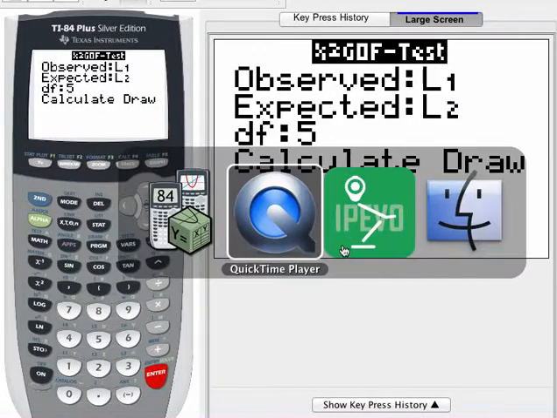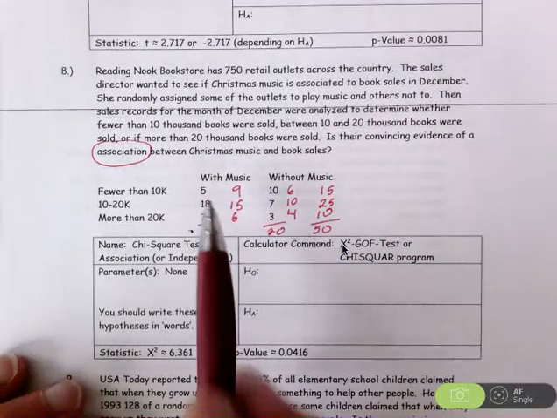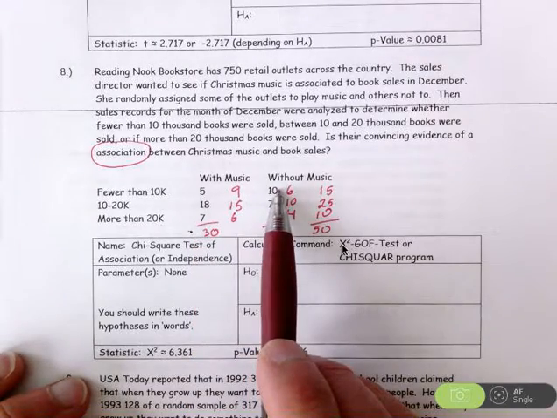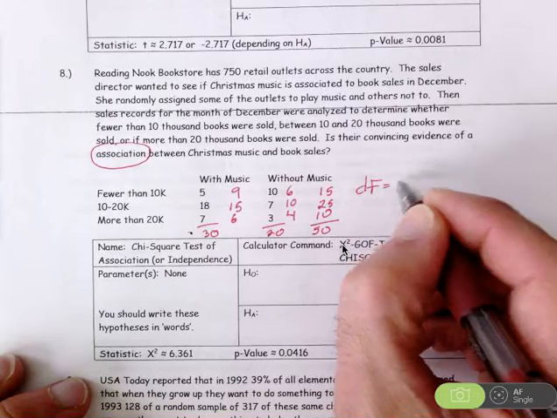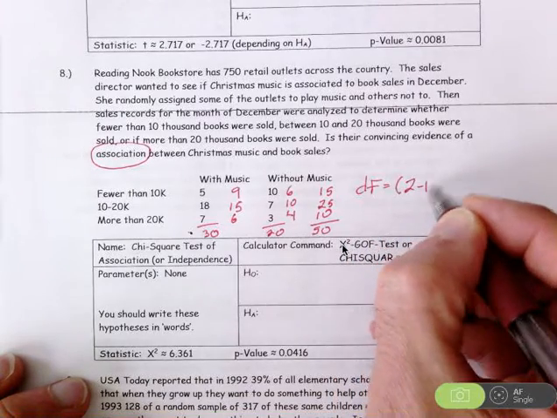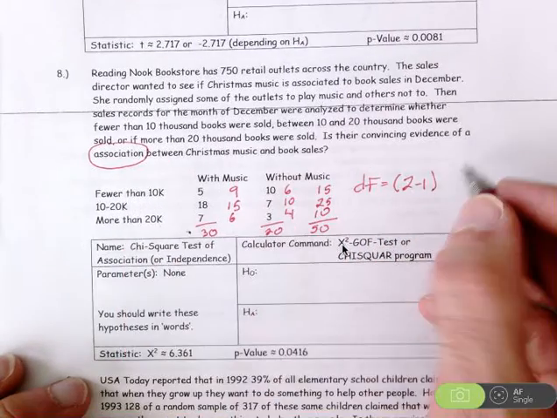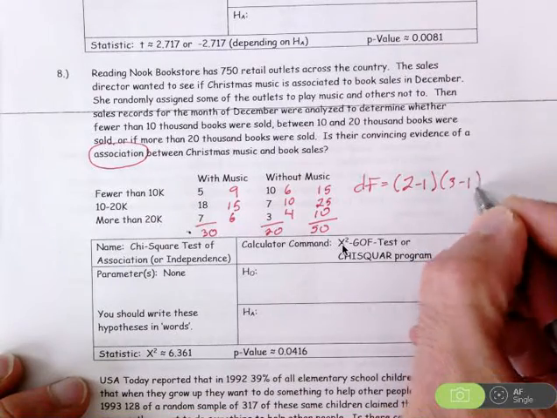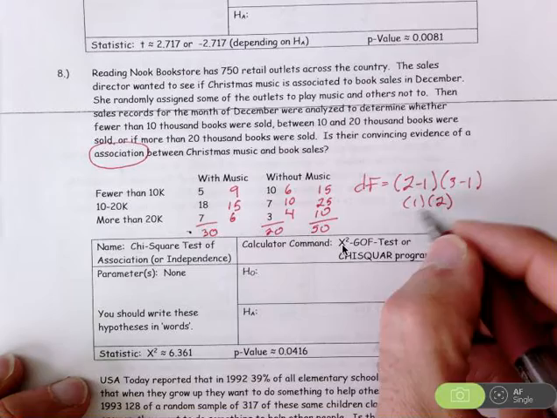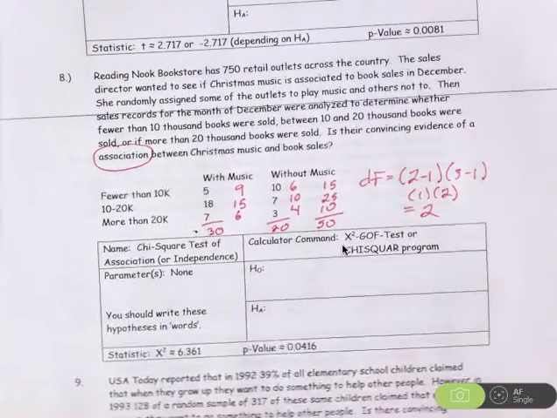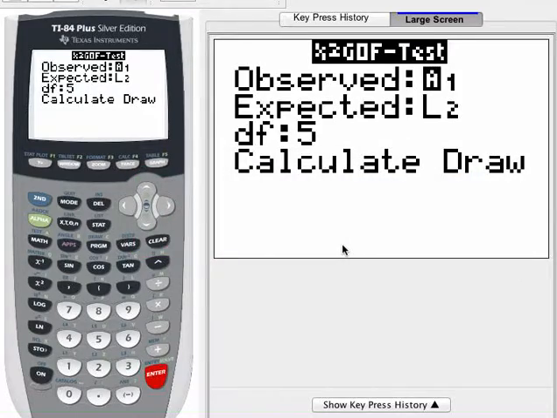The degrees of freedom then, so it is the number of columns. That would be 2, but take away 1. So our degrees of freedom are the number of columns, minus 1, times the number of rows, minus 1. So that's 1 times 2. So I have 2 degrees of freedom. Then I can get my chi-squared statistic and my p-value, and we should be in good shape.